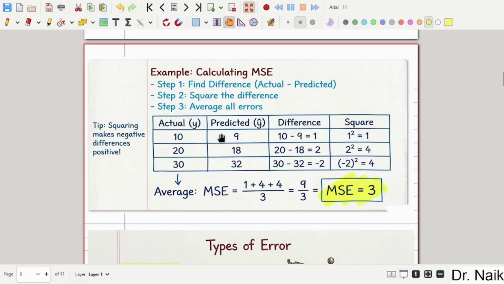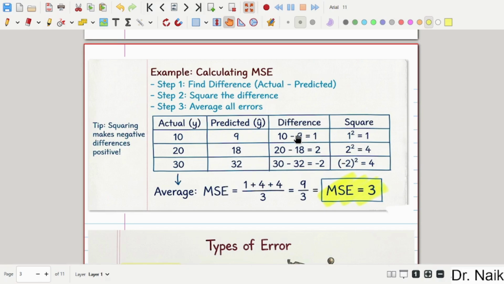Now let's solve an example. Suppose we have 3 predictions. The actual value is y and the predicted value is y hat. So for 10, the actual value, we predict 9. For 20, we predict 18, and for 30, we predict 32.